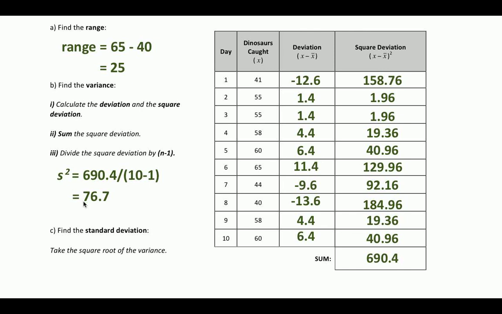Your S squared value is 76.7. Again, this would be in units of dinosaurs squared, which doesn't make a lot of sense. So let's find the standard deviation. We take the square root of 76.7 and we end up with 8.8. So what that tells us is that on average, each point is about 8.8 dinosaurs away from the mean. So on any given day, plus or minus 1 standard deviation, it's going to be my mean either plus 8.8 or minus 8.8. And that's sort of what you could expect to find if you were to just take any day from my sample.